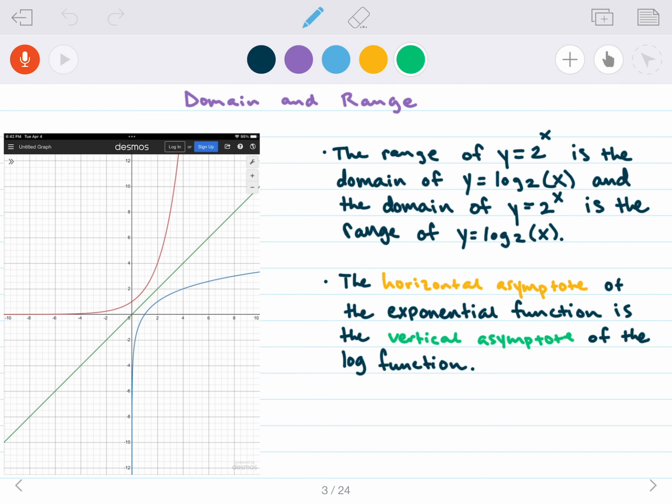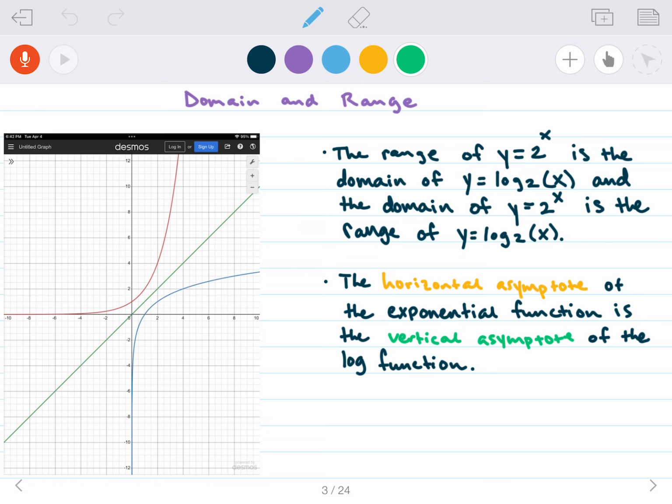So we talked about this a little while ago, but I just want to remind you guys that with a function and its inverse, we switch the domain and range. So in our case here, the range of the exponential 2 to the x is the domain of its corresponding log function, and the domain of the exponential is the range of the corresponding log function.